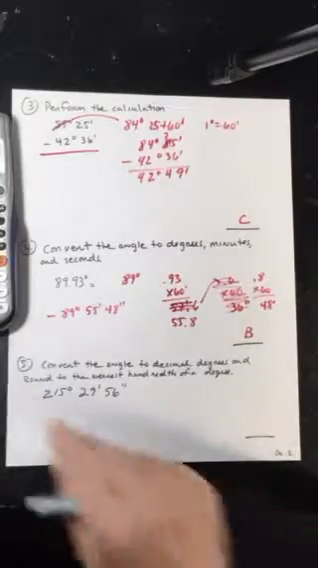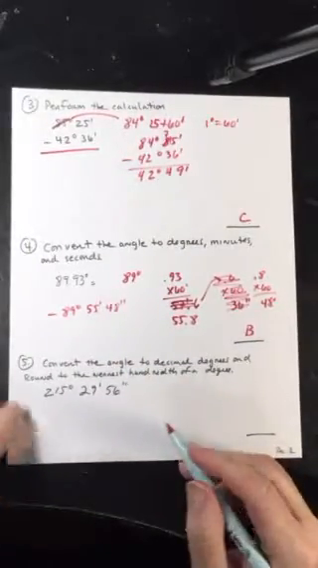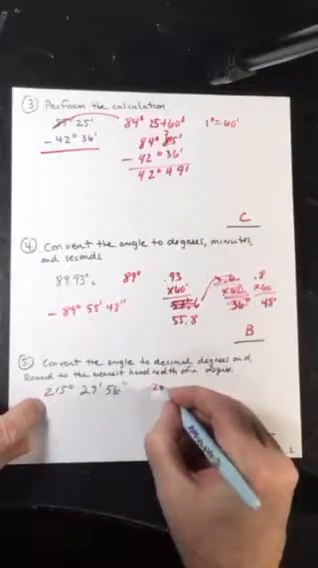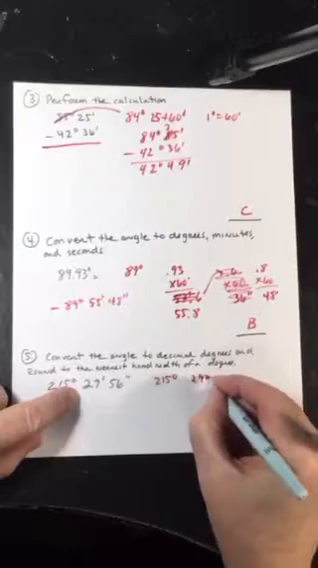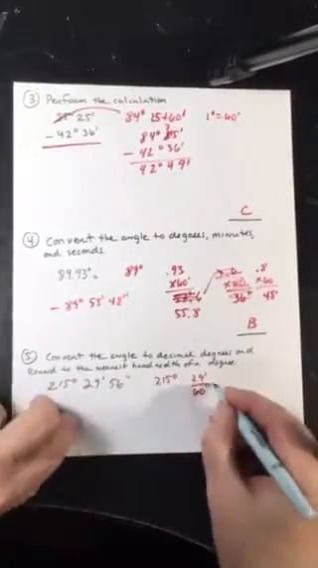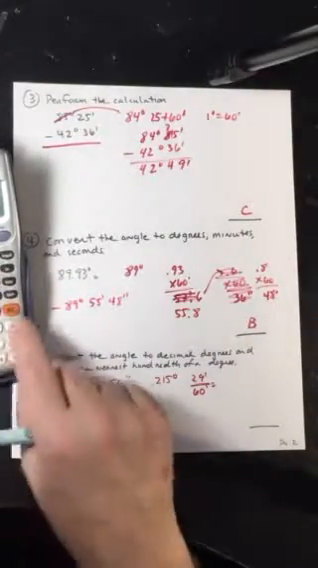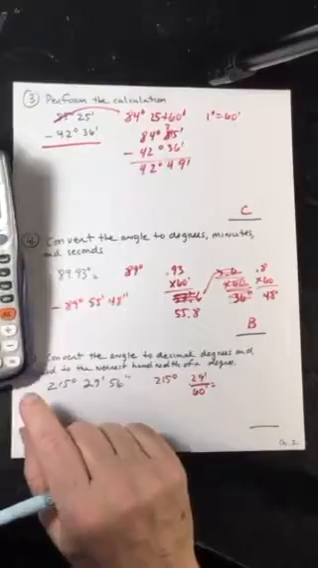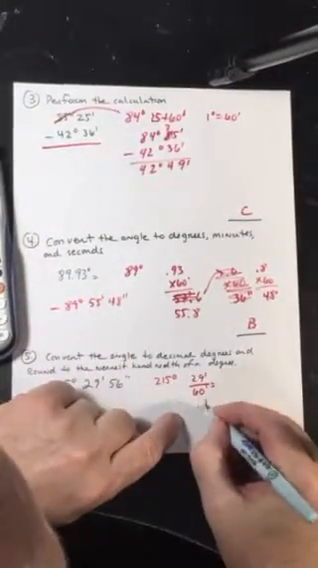All right, move along to number 5. Number 5, convert the angle to decimal degrees. So we know our answer is going to have 215 degrees in it. We're going to take that 29 minutes and divide that by 60. On a calculator, we got 29 divided by 60, which gives us 0.48.